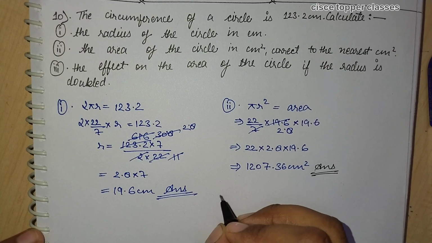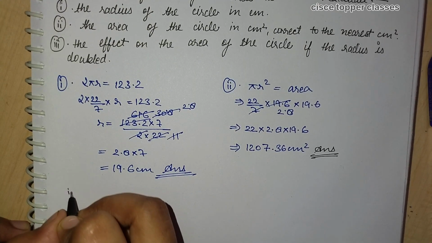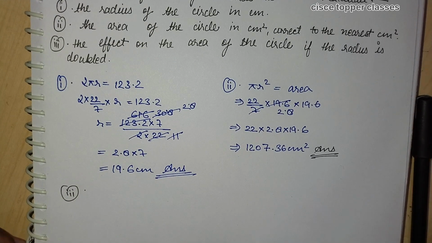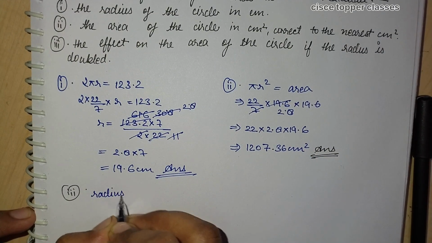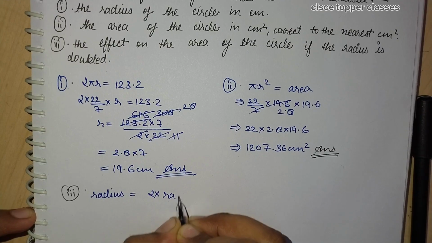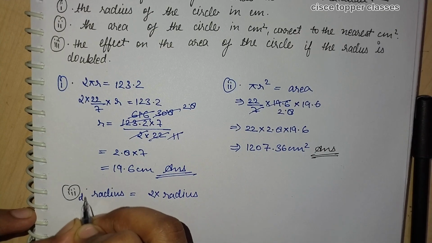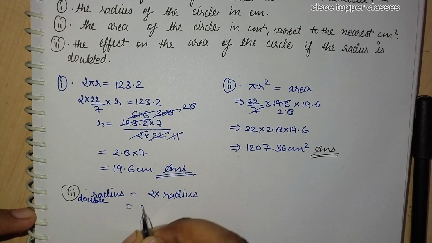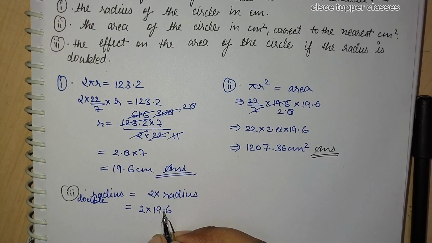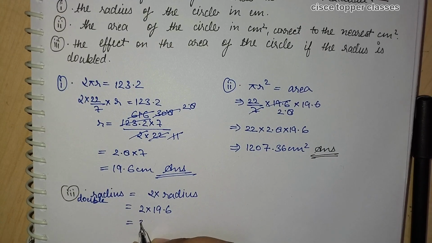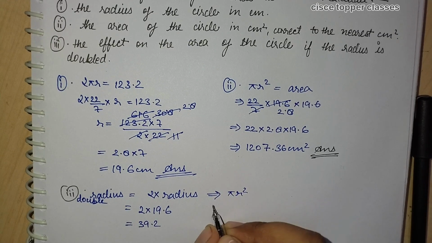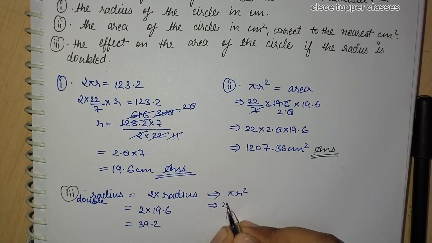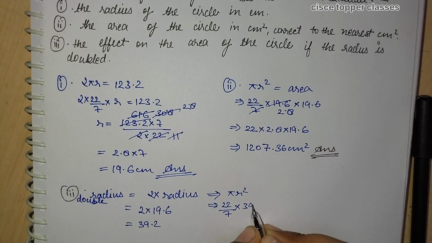Now let us solve the third part. We have to find the effect on the area of the circle if the radius is doubled. Let the double radius be equal to 2 into radius. So this is the double radius. So we can write 2 into 19.6. On multiplying with 2, we will get 39.2. So we will write the area as pi r square. Firstly, we will find it for this radius. So this will be 22 by 7 into 39.2 into 39.2.